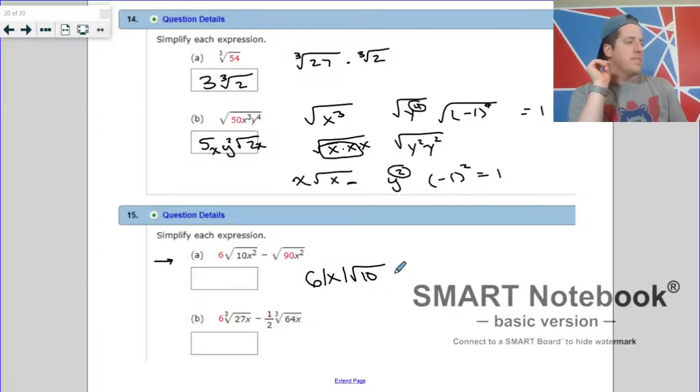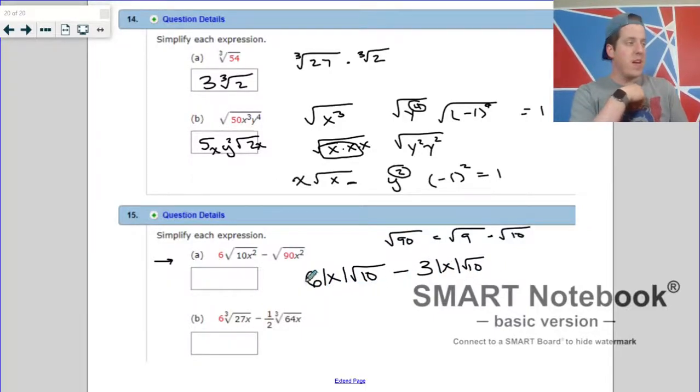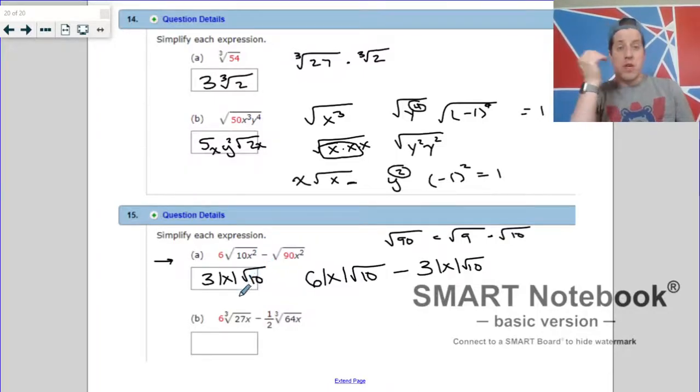Now 90 does have a simplified form, the square root of 90, because that is 9 times 10. So this is going to be 3 times the absolute value of x, root 10. So 6 of something minus 3 of that same thing is going to give me 3 times the absolute value of x, root 10. Normally we write the roots last. We kind of talked about that in class. It actually doesn't matter because multiplication is commutative.